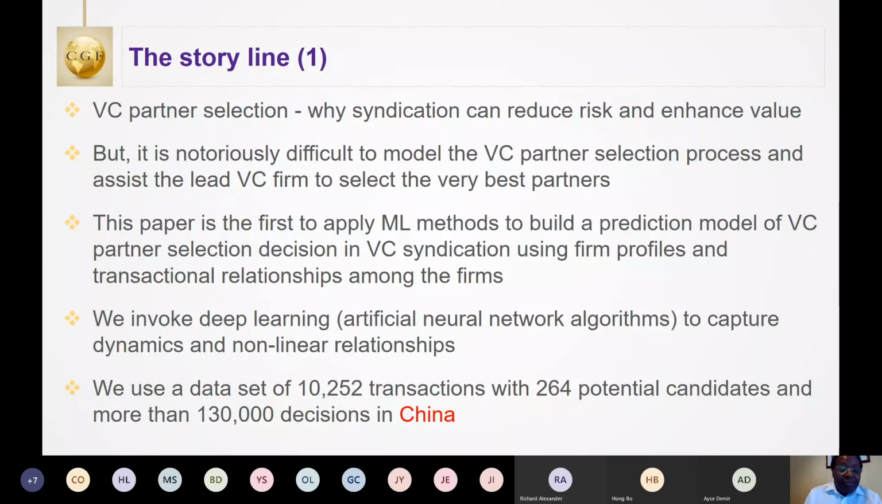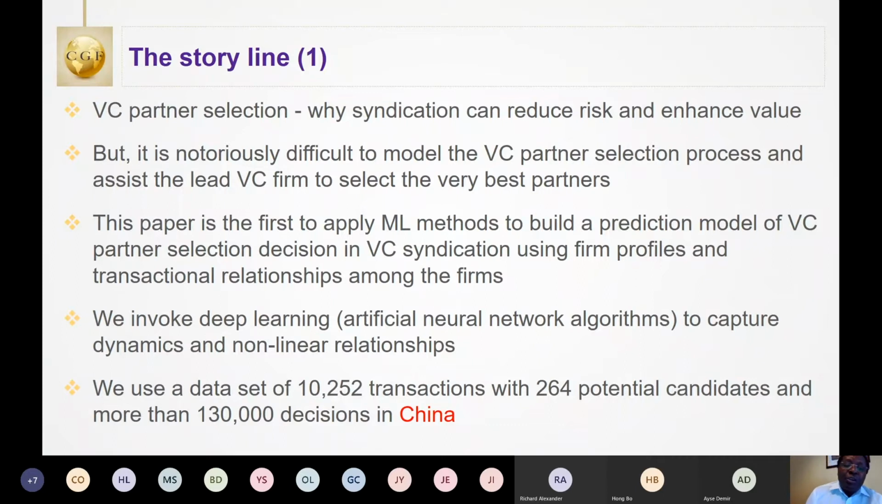So this paper is the first to look outside other methods and invoke machine learning methods to build a prediction model for venture capital partner selection decisions as part of venture capital syndication, and specifically drawing upon a lot of information on the firm profiles and on the network in the transaction relationships among the firms.